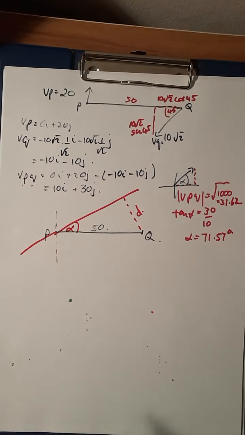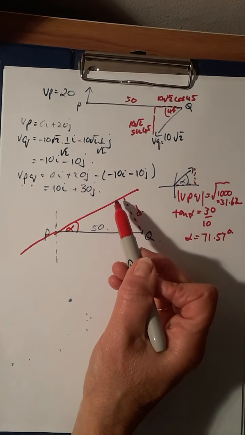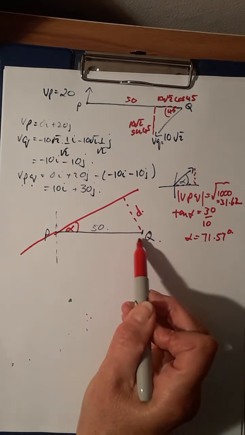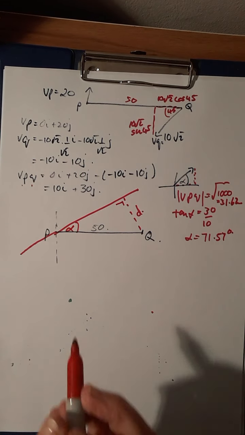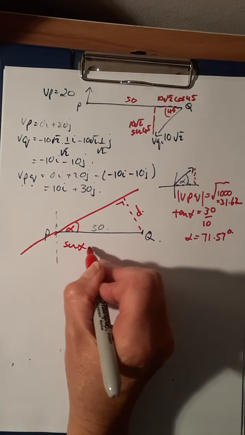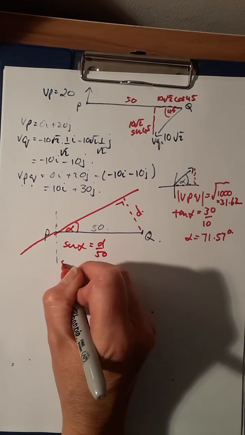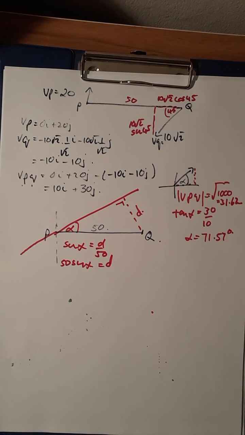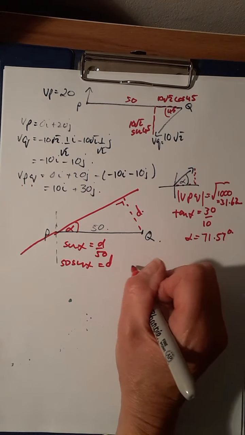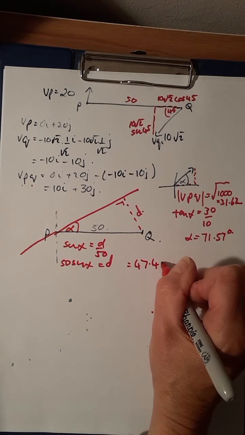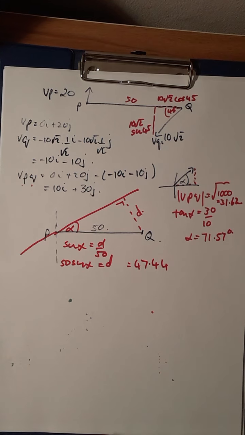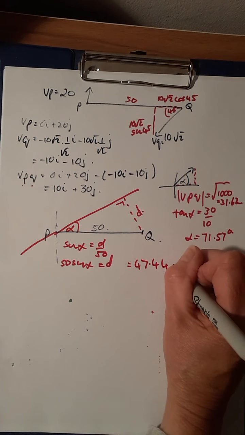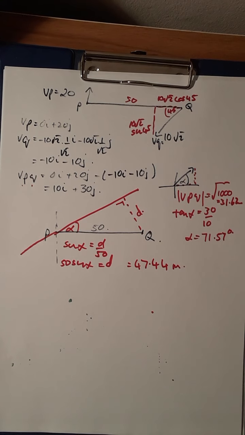Here it is. So to find that distance here, D, this is a right angle triangle because I've dropped a perpendicular. The sine of alpha is D over 50. That means that D is 50 times the sine of alpha. And of course I know what alpha is. I said it was 71.57, so it's the sine of 71.57 multiplied by 50, and that will give me 47.444 meters. Oh, is it meters or kilometers? I think it's meters in this particular case. Yes, it is. So 47.44 meters. Okay, so that's that one.